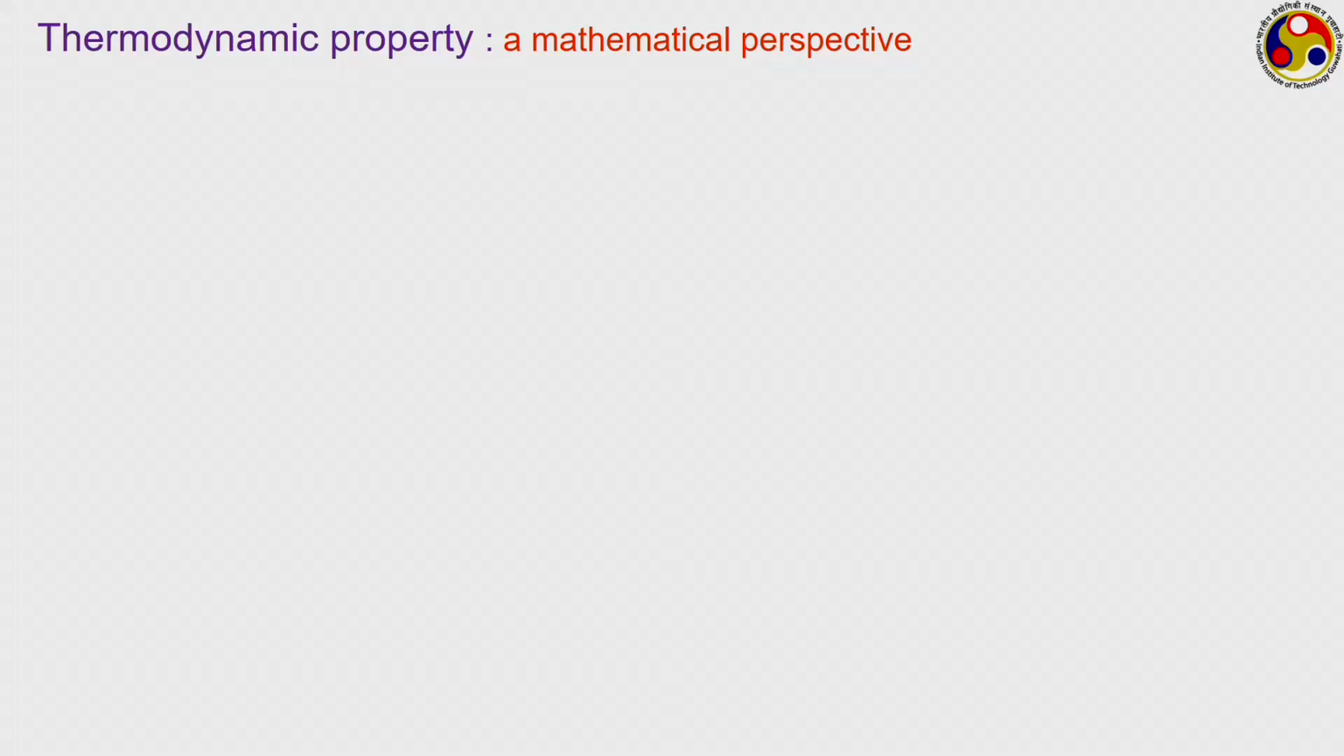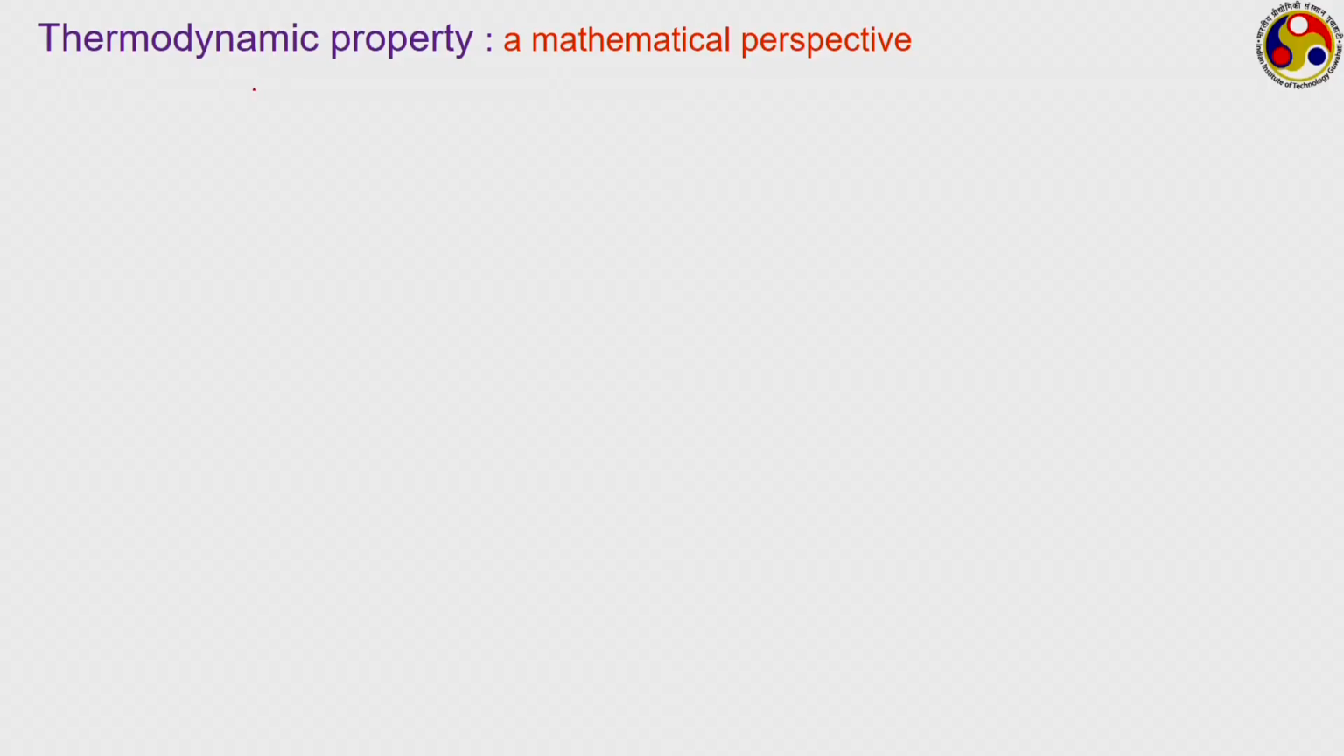You know the definition of property, you know different types of classifications, you already have an idea about several kinds of properties and how to use them in relations. We are not talking from a thermodynamic point of view, rather we are trying to get a mathematical perspective of a thermodynamic property. Let us consider a parameter z which is a function of x and y.